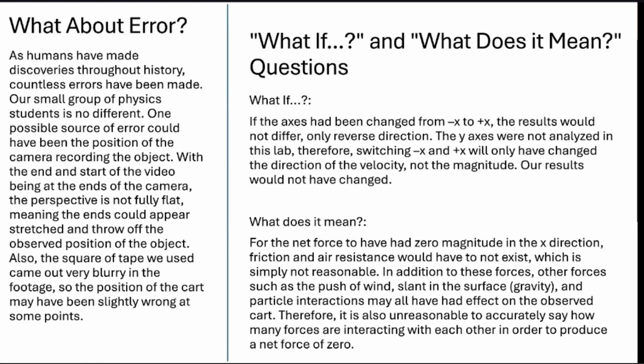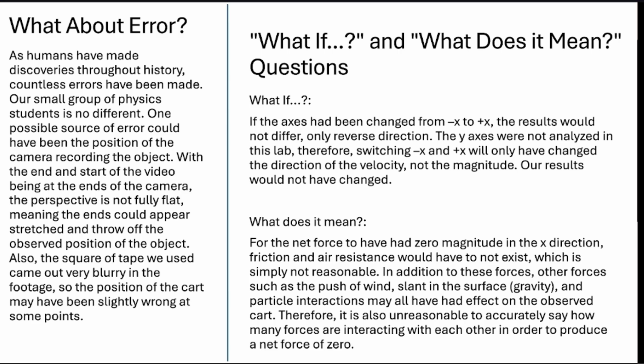What about error? As humans have made discoveries throughout history, countless errors have been made. Our small group of physics students is no different. One possible source of error could have been the position of the camera recording the object. With the end and start of the video being at the ends of the camera, the perspective is not fully flat, meaning the ends could appear stretched and throw off the observed position of the object. Also, the square tape we used came out very blurry in the footage, so the position of the cart may have been slightly wrong at some points.